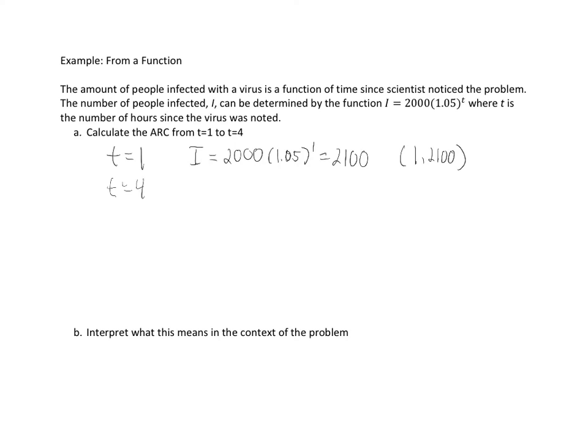When t equals 4, I equals 2000 times 1.05 to the power of 4. And just for this case, since we notice these are people, I'm going to round to the nearest whole number, which is 2,431. So that's another point. 4, 2,431.